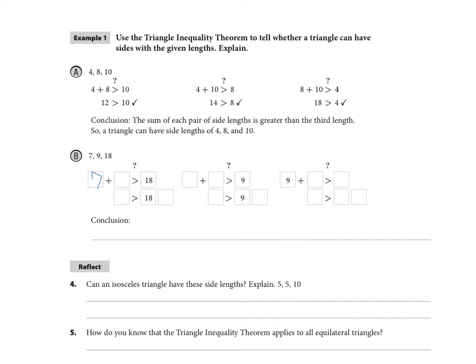So for part B here, we're just going to do this first one. Is 7 plus 9 greater than 18? Again, do the two smallest sides add up to a number bigger than the third side? Well, that's 16, and 16 is not greater than 18, so we're going to put a big fat X there. And so our conclusion, without really even needing to do the rest of these, is that this is not a possible triangle.